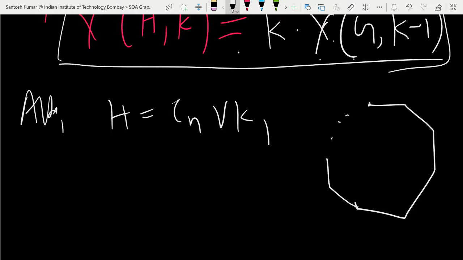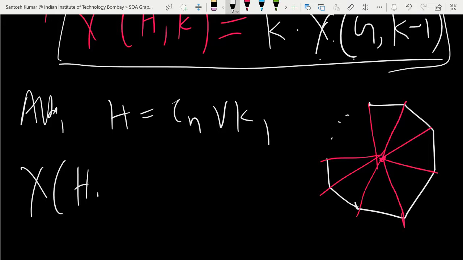And so on, many vertices. So what do you do? This is the vertex. So now you decide what is the number of ways of coloring of H using K colors. What is the number of ways of coloring of H using K colors?